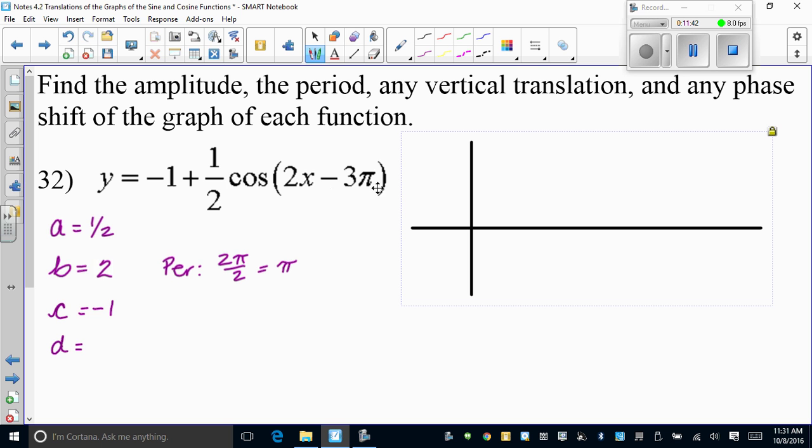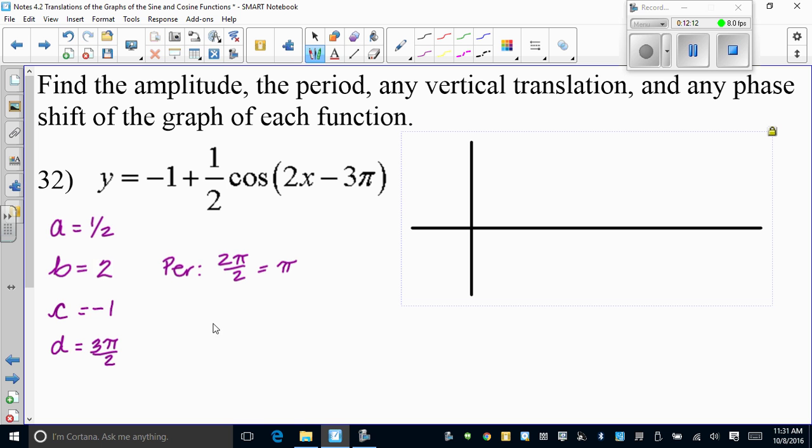But you can't take 3 pi. You have to take the 3 pi divided by the B value. So when it's in here, your D value will be whatever is behind the plus or minus divided by your B value. So this is going to be 3 pi over 2. Okay, so let's find our beginning and ending points.